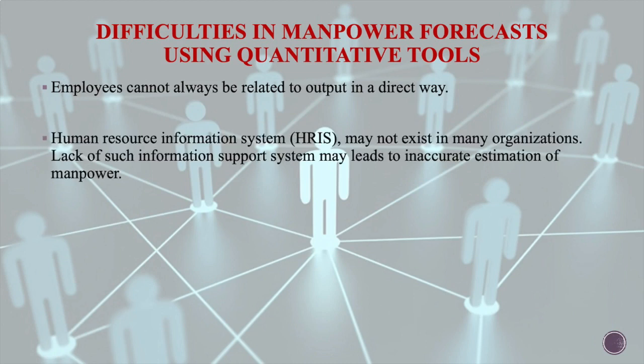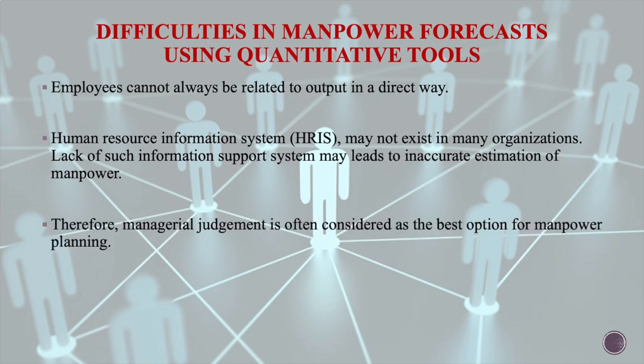Also, a human resource information system, called HRIS, may not exist in many organizations, and the lack of such an information support system may lead to inaccurate estimation of manpower.